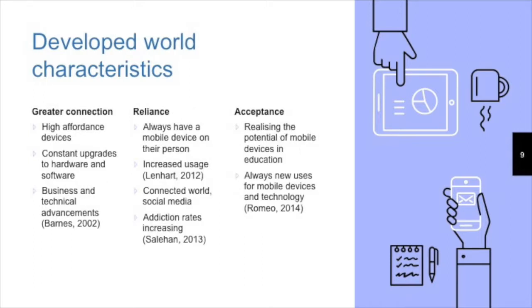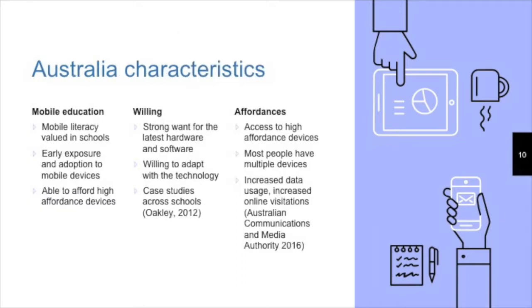In contrast, the developed world, for example Australia, the US, and England, all have greater access to smartphones that are able to connect to the wider internet. The developed world is often willing to accept mobile devices in education, and is always aiming to constantly innovate and discover new frontiers. My cultural context is Australia, a developed nation.